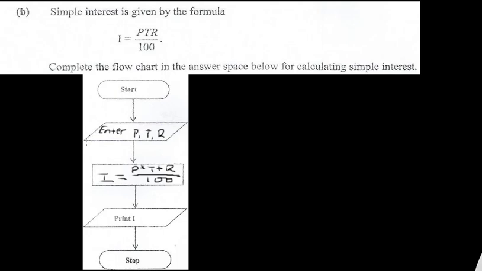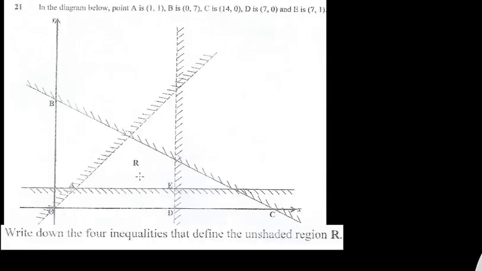So all you have to remember is that these shapes have meanings, and you have to input the correct action that is taking place at each stage correctly. Okay, so now we can move on to question number 21. Can't believe we've reached this far, and we are on question 21.